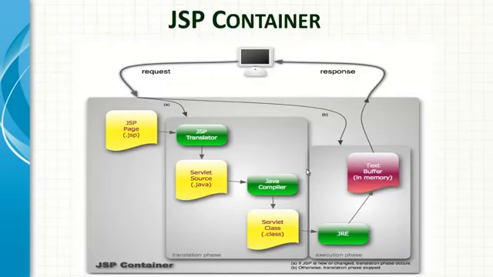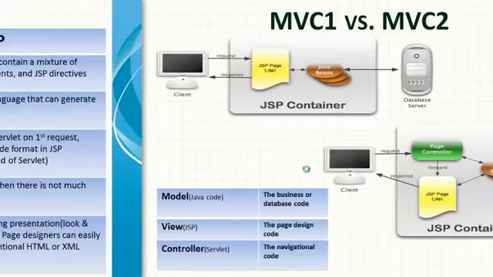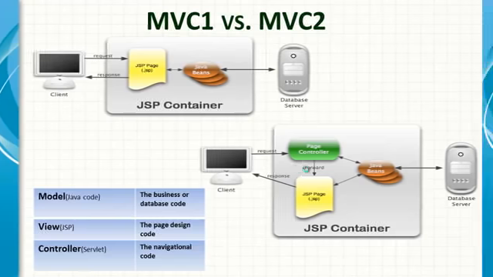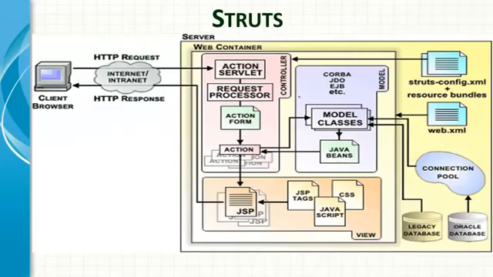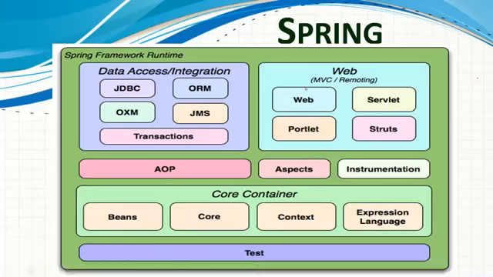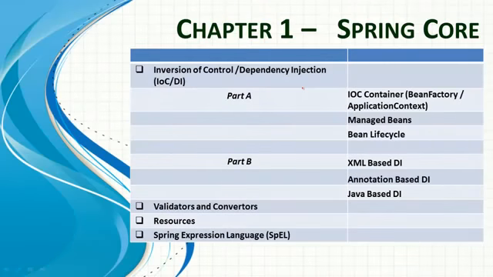and the JSP container, then servlet versus JSP, then MVC1 versus MVC2. Then we also saw Struts, what it brings, how it is better than MVC1 and MVC2, and what kind of implementation of MVC it is. And we also saw the different code associated with this. Then we saw the various components that are provided by Spring, and we also looked at the Spring course content that we are going to cover.